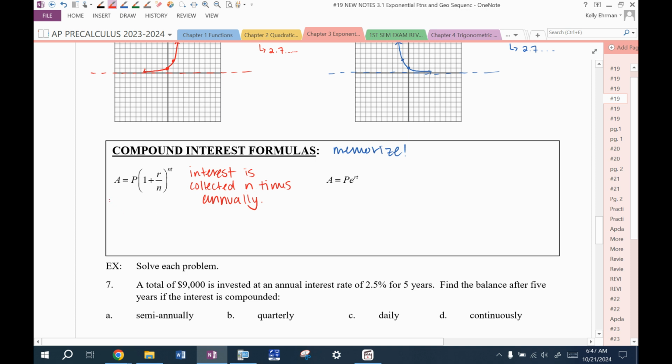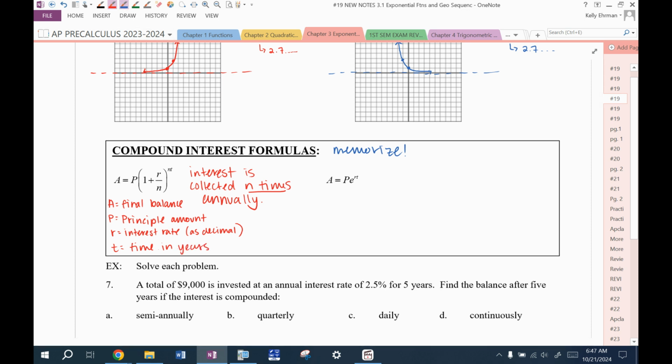To outline some things, A is the final balance after a certain number of years. P is the principal amount. How much did you start off with in the account? R is the interest rate. It'll say the annual interest rate, and you're going to write that as a decimal. So if the interest rate is 2%, you're going to put in 0.02. N is the number of compoundings. We already said that. And T is the time in years.